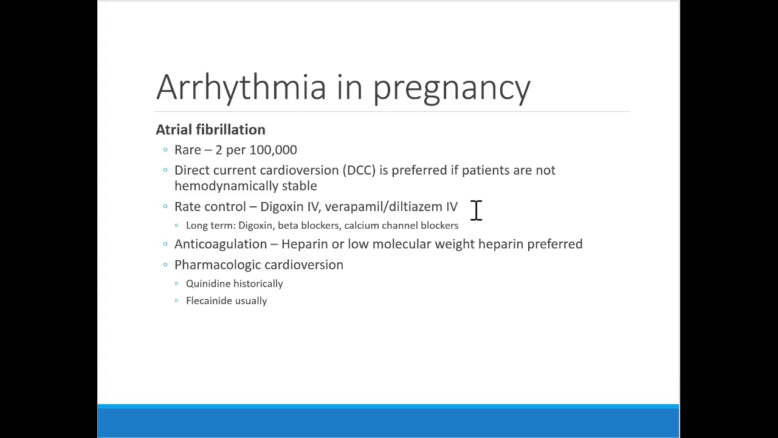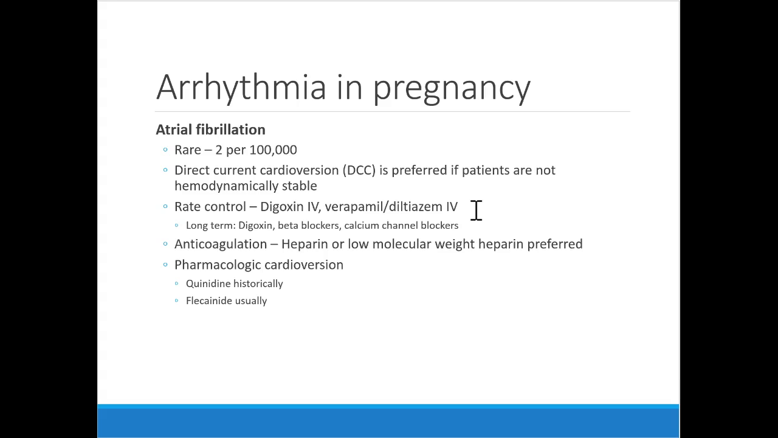Cardioversion pharmacologically can be done with quinidine. That's the historical one. However, quinidine has been difficult to obtain. I don't think many companies make it anymore. So flecainide is usually the drug of choice for pharmacologic conversion in pregnancy. You could do amiodarone if you needed to, but the idea is hopefully that flecainide works.